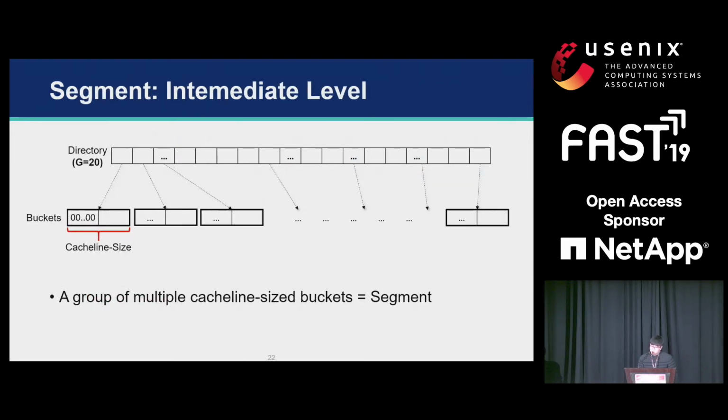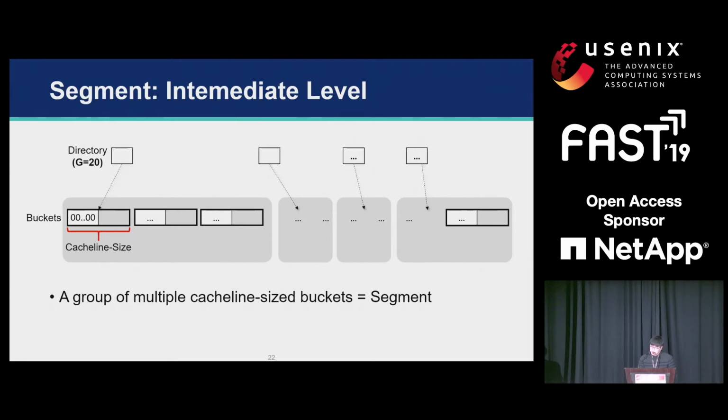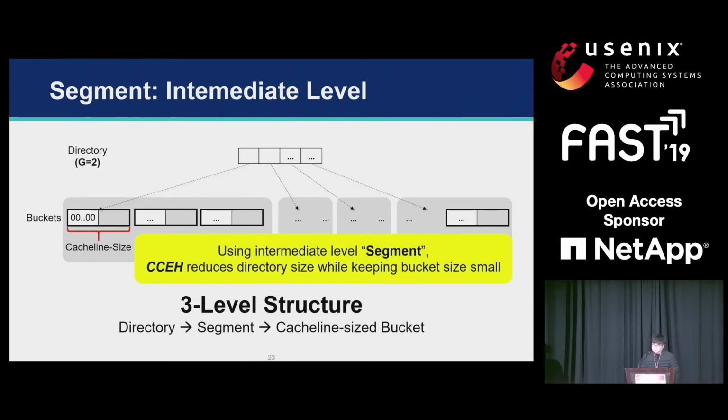CCEH uses a small cache line-sized bucket. However, we group multiple buckets in a contiguous memory block, which we call a segment. With this intermediate level segment, the directory does not need to have a pointer for each bucket. Instead, each directory entry points to a segment. Using this three-level structure of the directory, segment, and cacheline-sized bucket, CCEH effectively reduces the directory size while keeping bucket size small.